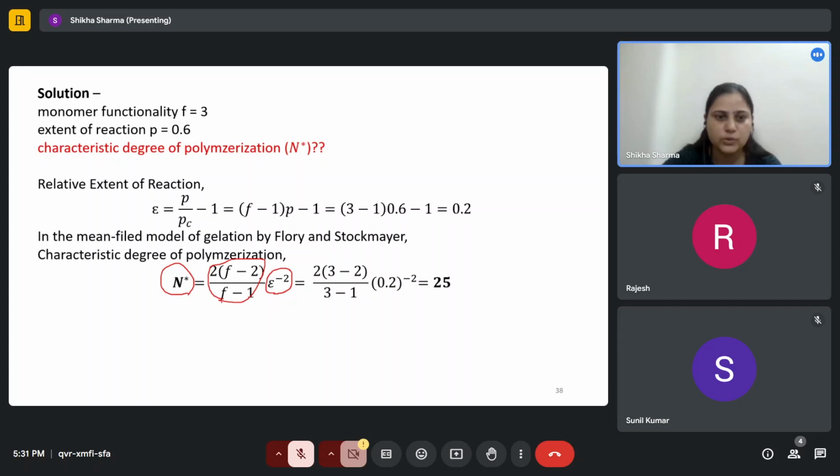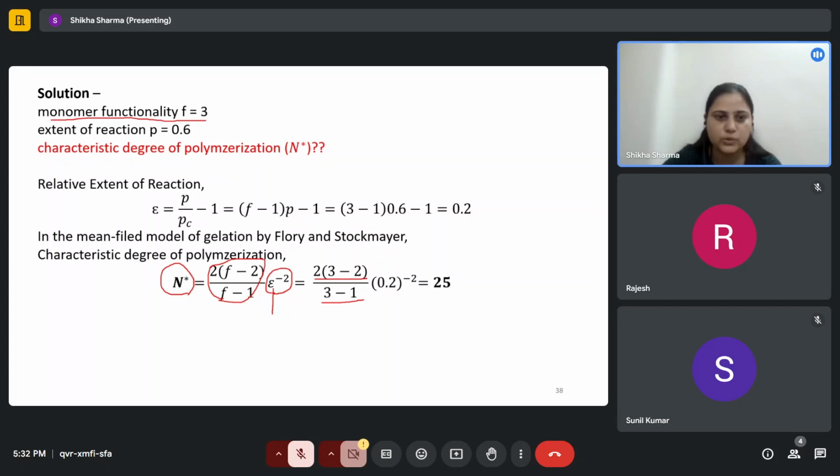So first, we already know that the monomer functionality f equals 3. So in the question, 2 multiplied by f minus 2, which is 3 minus 2, divided by f minus 1, which is 3 minus 1. Now we need to calculate the relative extent of reaction, which is unknown. It is equal to p divided by pc minus 1, which is the extent of the reaction divided by the extent of the reaction at the critical point, minus 1. pc is 1 upon f minus 1, so we can also write this as f minus 1 multiplied by p minus 1, which is functionality minus 1 multiplied by extent of the reaction minus 1.